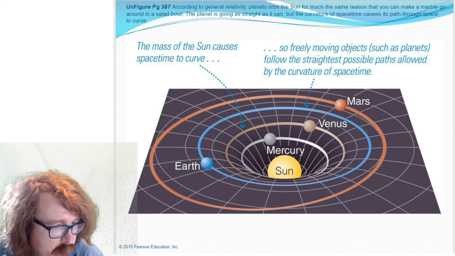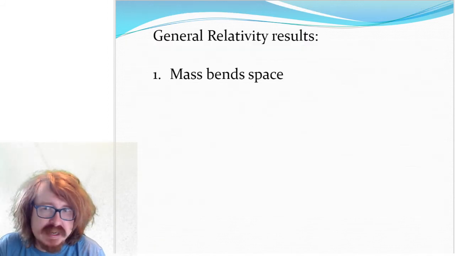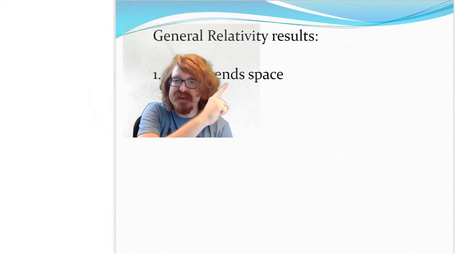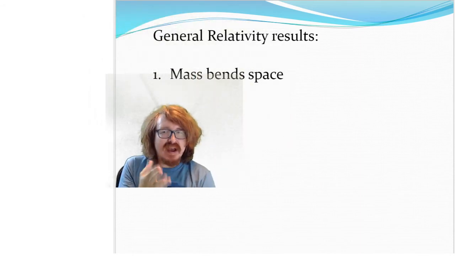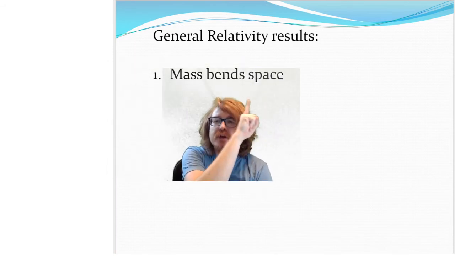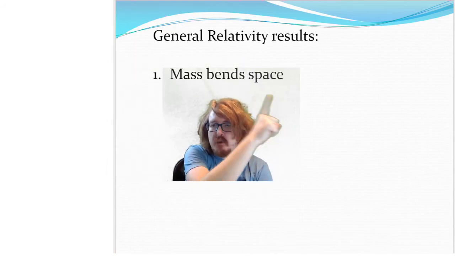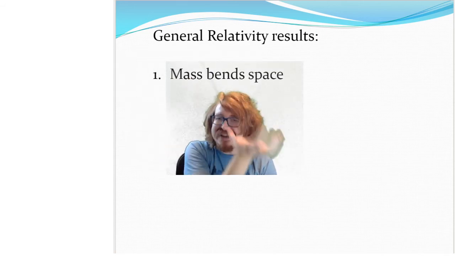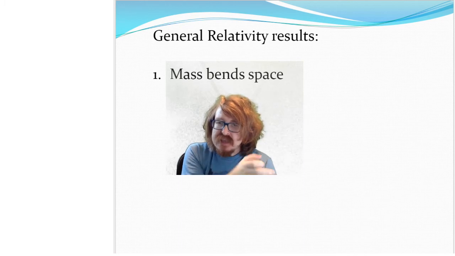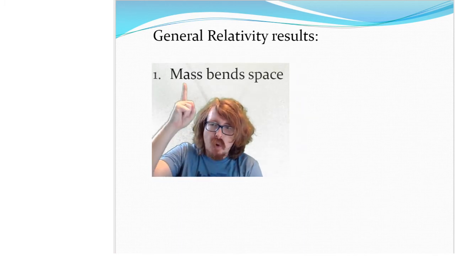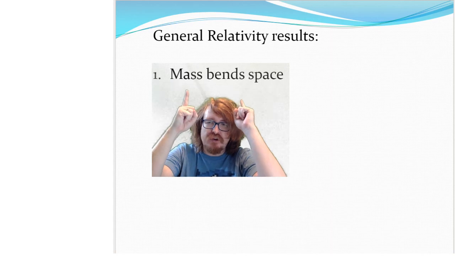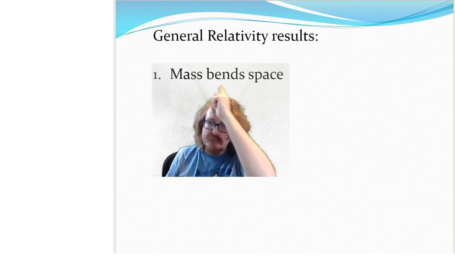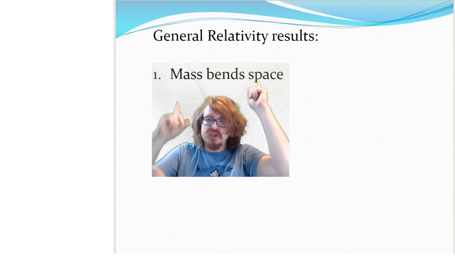Okay, so here we go. If we go back to this picture right here, the first result of general relativity is that mass bends space. And what you should write down next to this is that that creates gravity. That's where gravity comes from. Mass bends space, and bent space is gravity. Okay? And just like we said, if you have more mass, you bend the universe more, so you create more gravity.